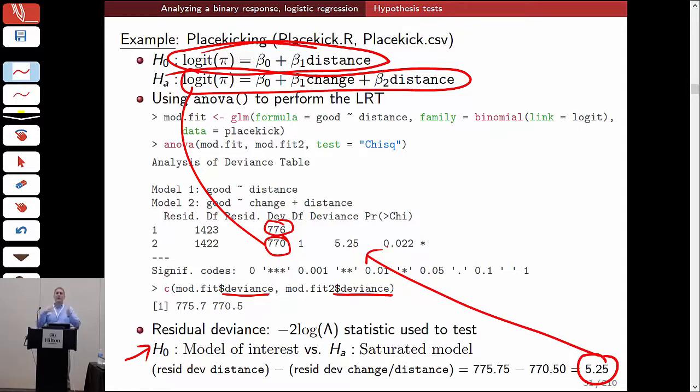And one could simply show mathematically, for any hypothesis test like this, you can do the algebra, that this will always happen when you subtract those two residual deviances. So I just wanted to point that out so you have a better idea of what's actually being displayed in that table.